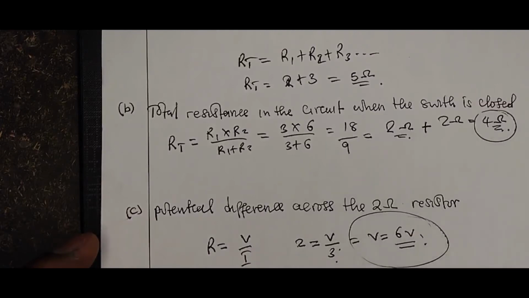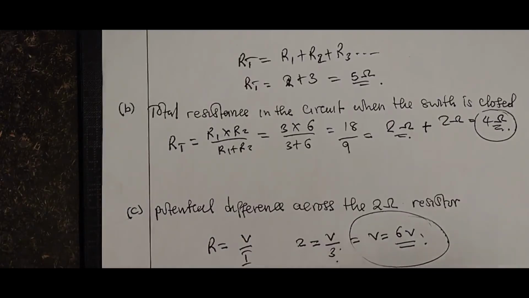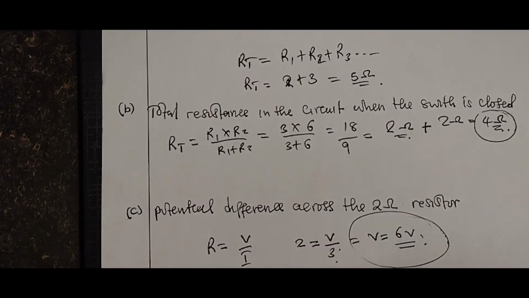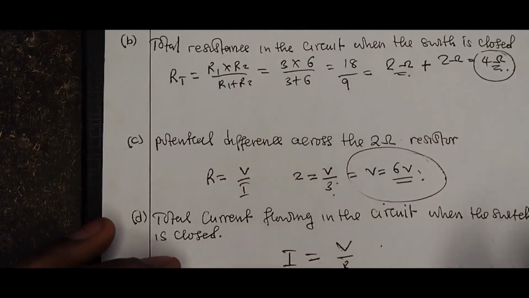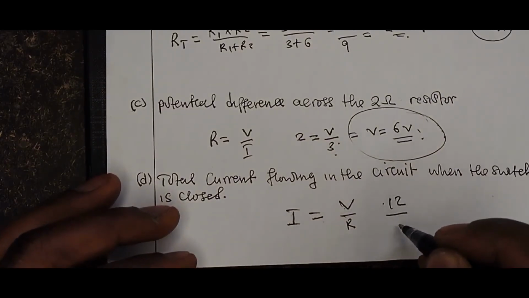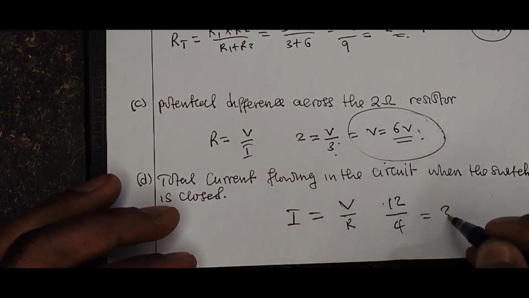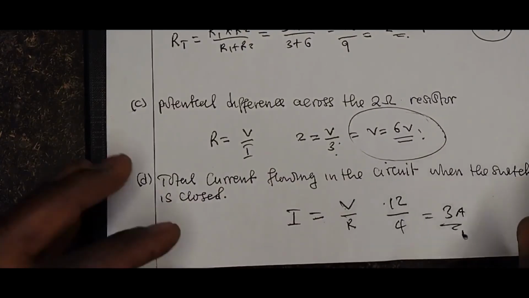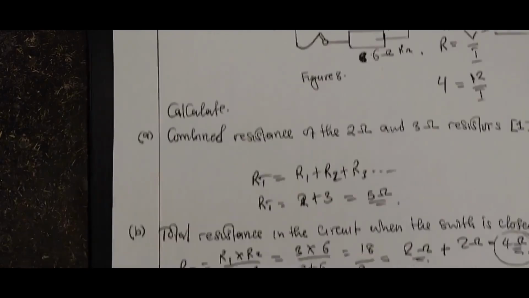Total current flowing in the circuit when the switch is closed, like we've already calculated it. For total current, we use total voltage and total resistance. What is our total voltage? 12. What is our total resistance? 4. Total current is 3 amps. Okay, so that is what we needed to find.